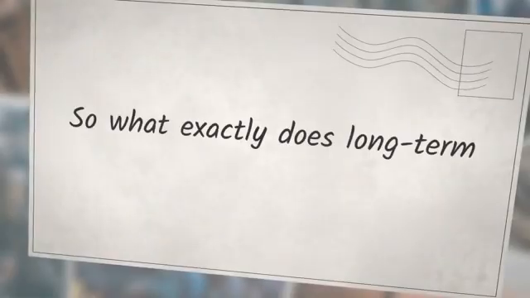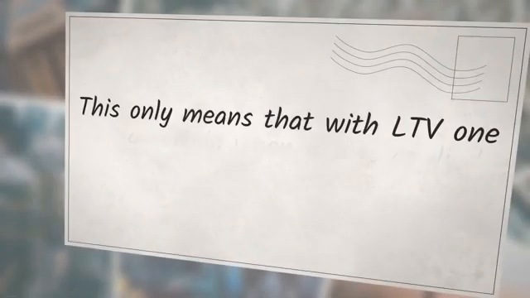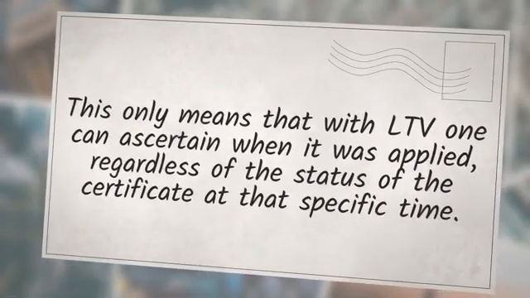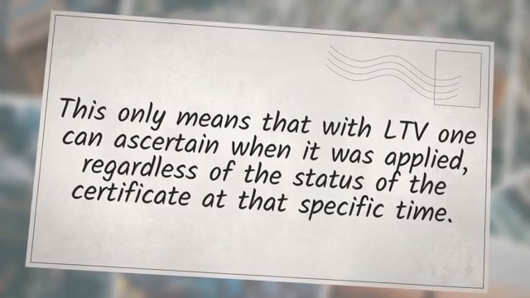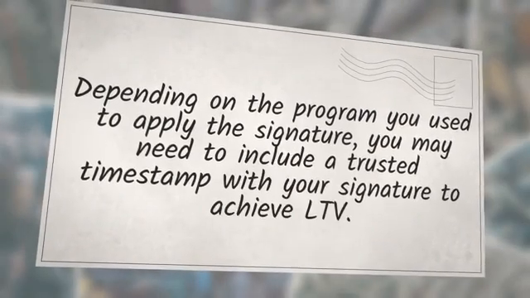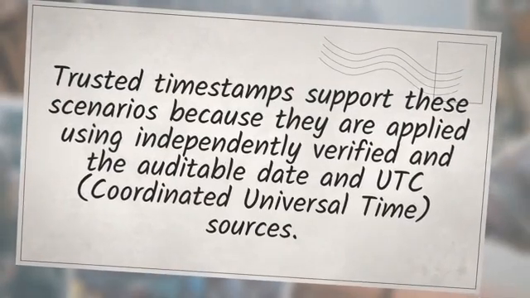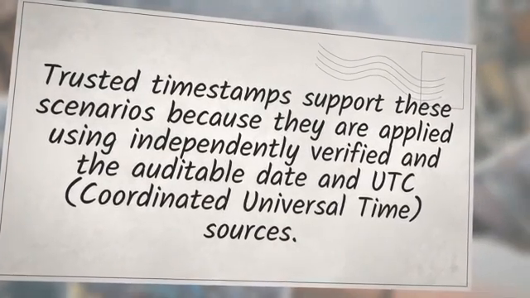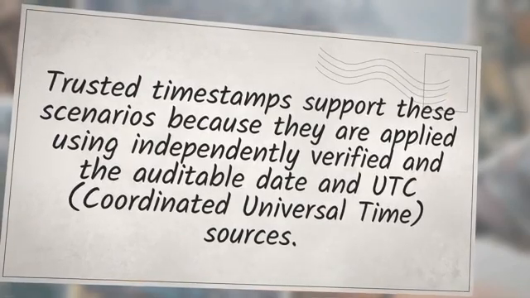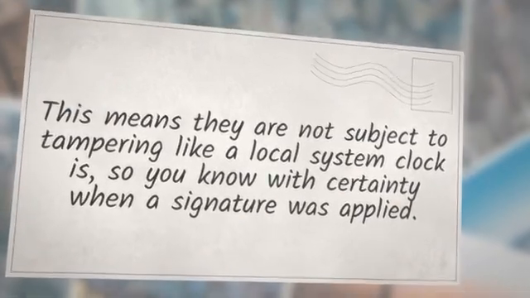So what exactly does long-term validation mean, and why is it important? This only means that with LTV one can ascertain when a signature was applied, regardless of the status of the certificate at a specific time. Depending on the program you use to apply the signature, you may need to include a trusted timestamp with your signature to achieve LTV. Trusted timestamps support these scenarios because they are applied using independently verified and auditable date and UTC, Coordinated Universal Time, sources. This means they are not subject to tampering like a local system clock is, so you know with certainty when a signature was applied.